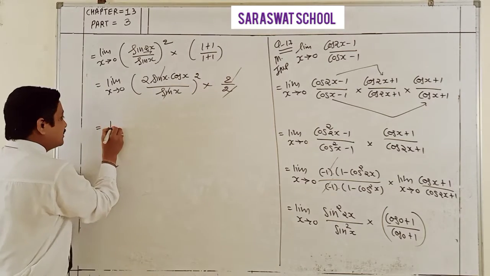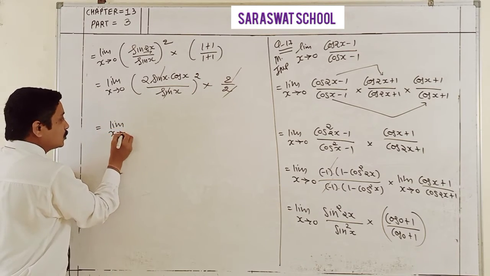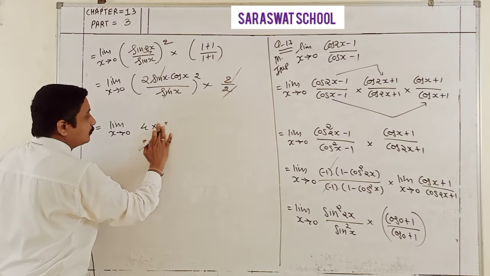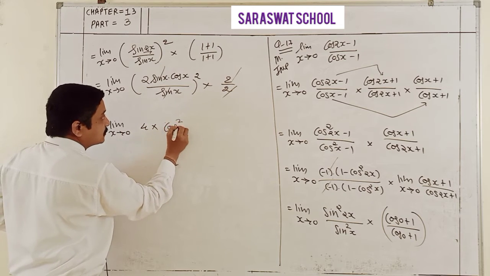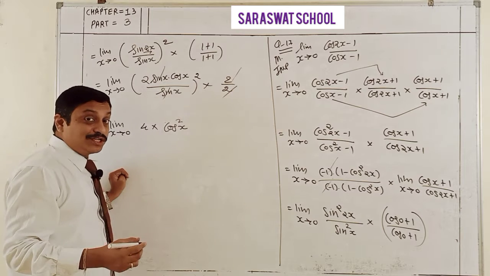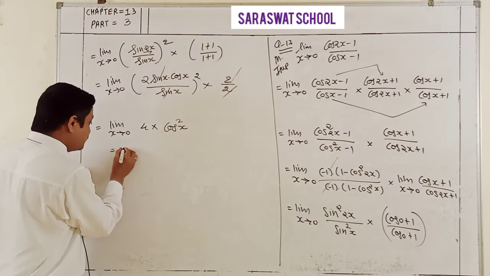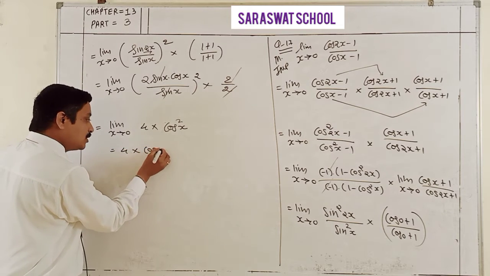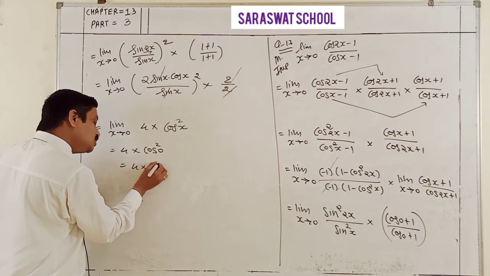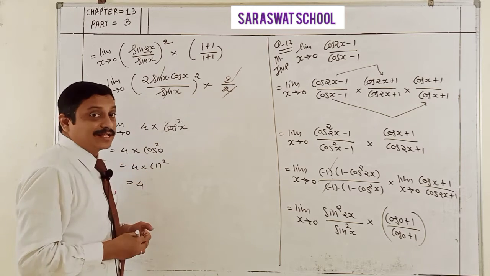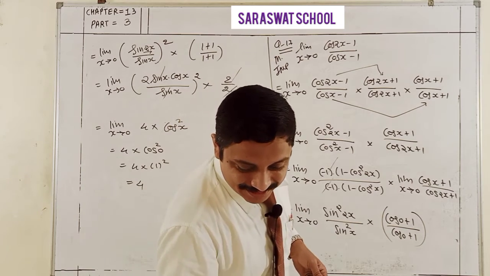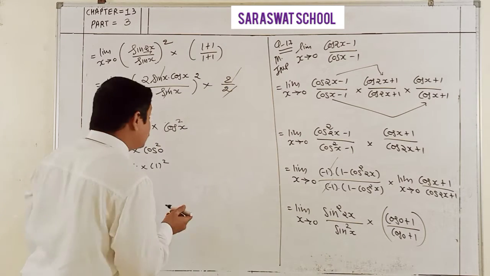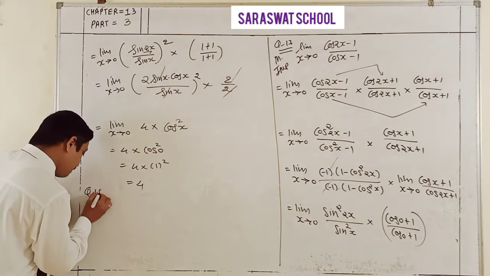So students, your data is covered. 2 square is 4. Here cos square x. So putting in your limits, 4 as it is. Here cos square 0, but cos 0 is 1. Your answer is only and only 4. Now continue with question number 18.